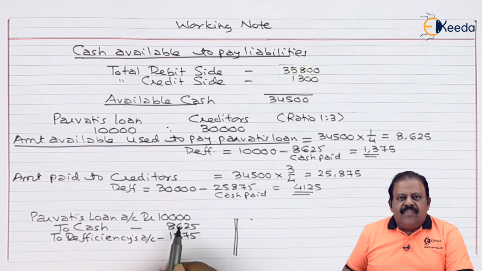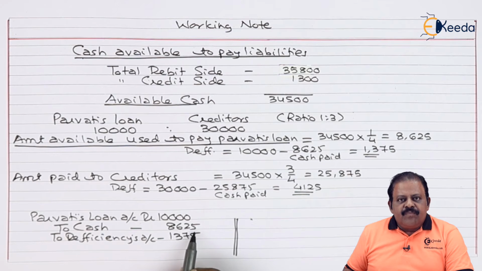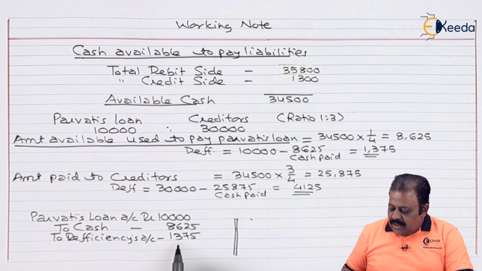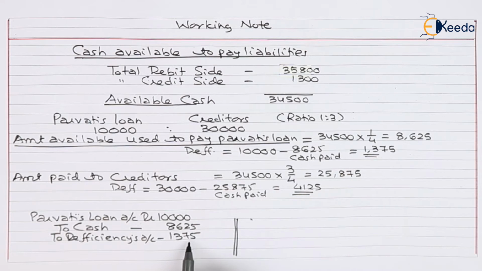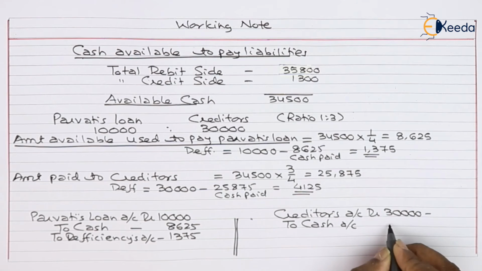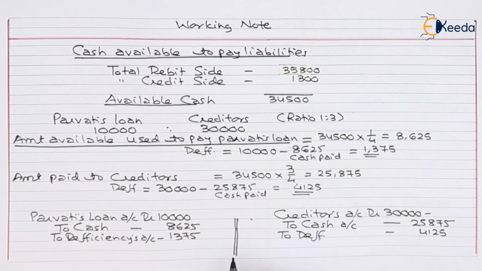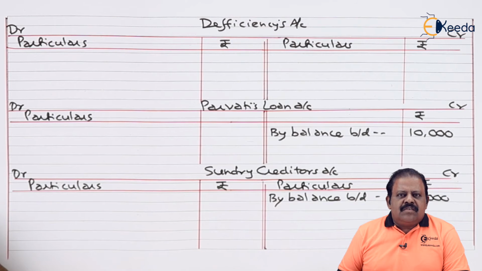Parvati's loan account debit 10,000, to cash account 8,625, to deficiencies account 1,375. Creditors account debit 30,000, to cash account 25,875, to deficiencies account 4,125. Let us post these details in various accounts.